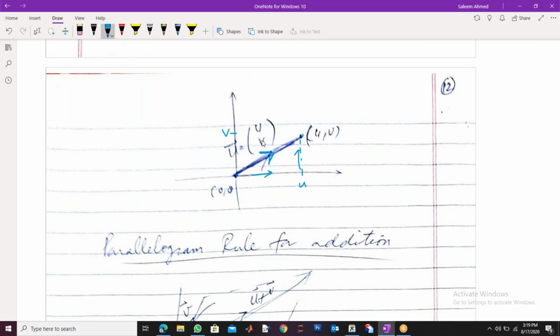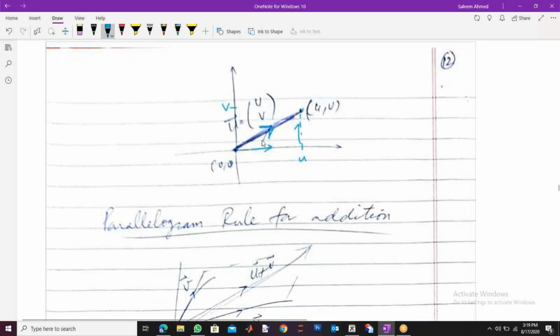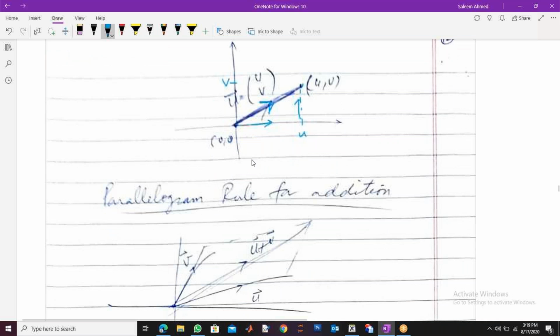For example, if you want to see where (3, 1) is, I will go 1, 2, 3 units here and 1 unit in this direction. So this is the point (3, 1) on the XY axis. But if I join a straight line from the origin to (3, 1), I'm using the mouse, so that's why it's a straight line vector. This is the vector (3, 1).